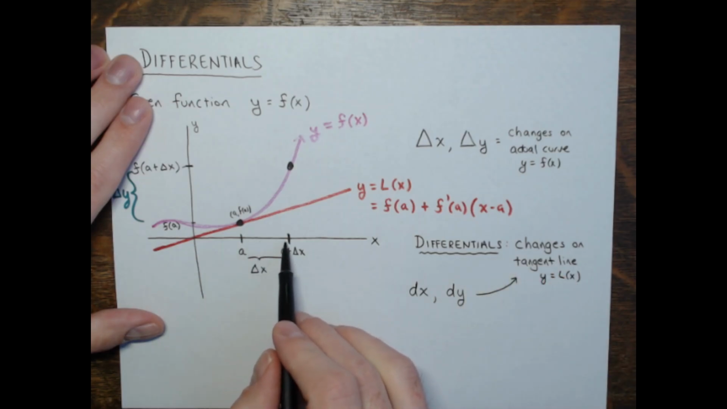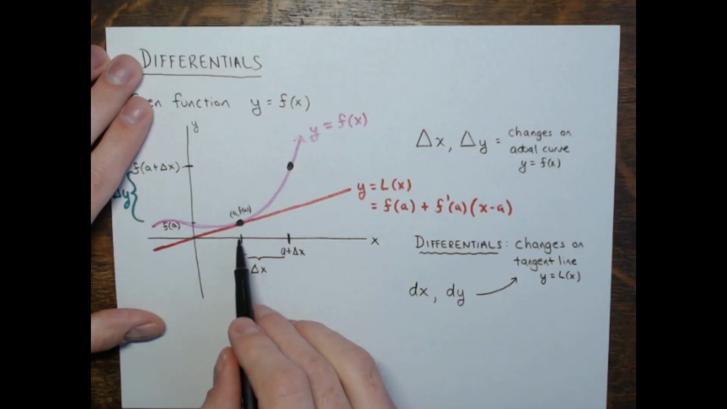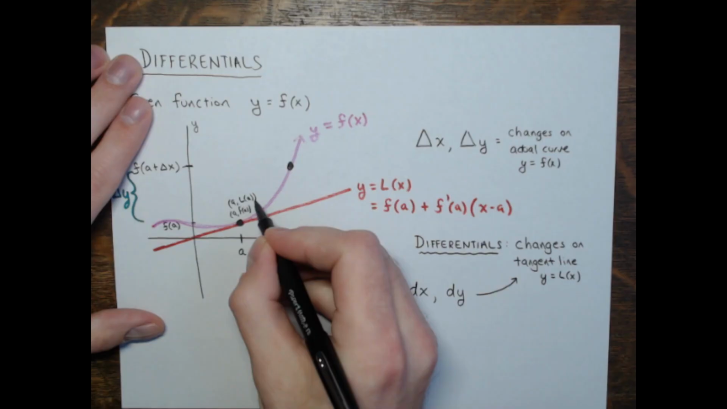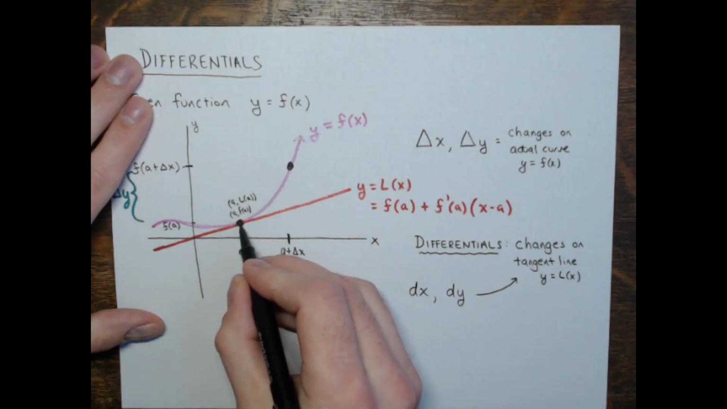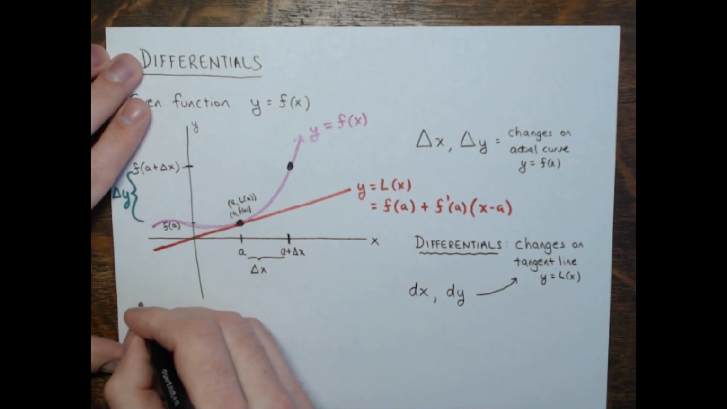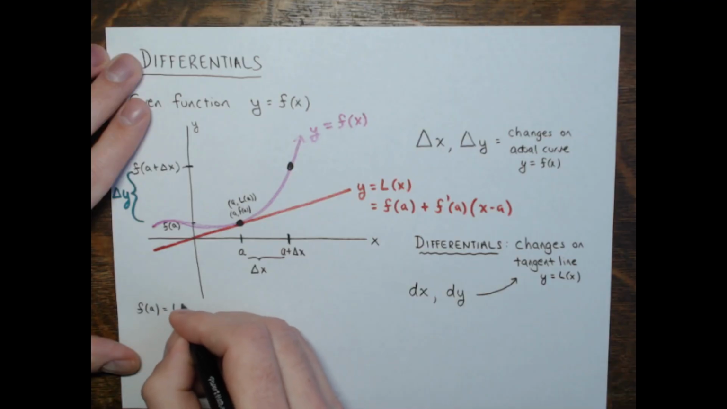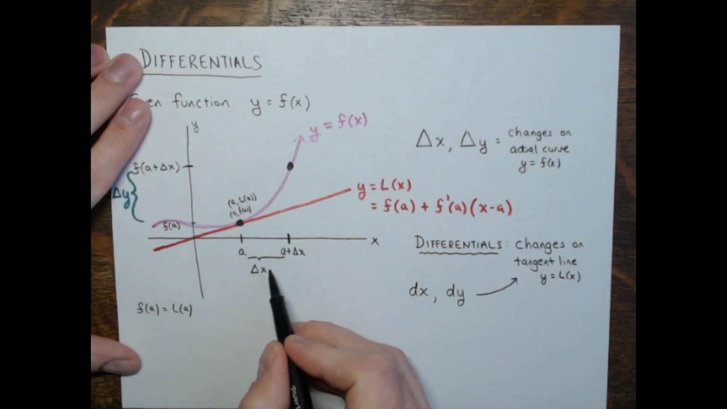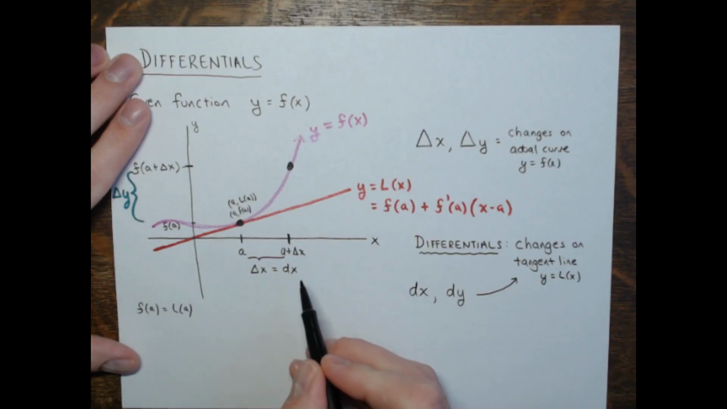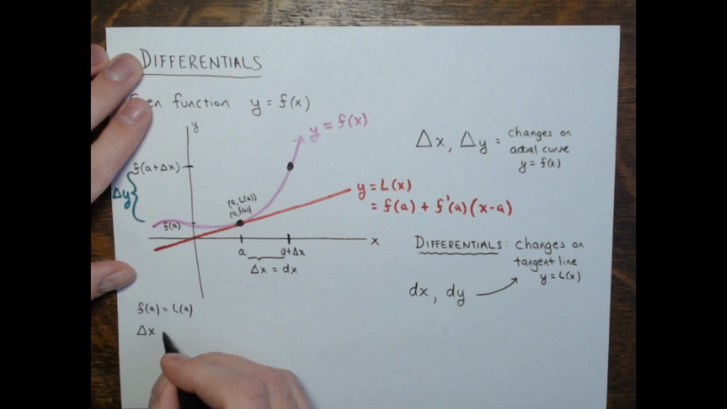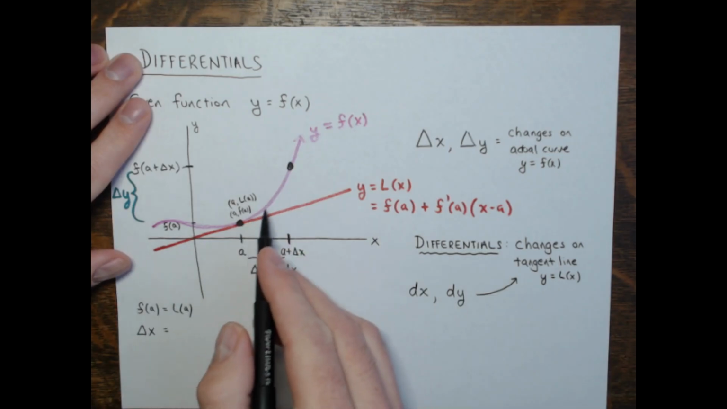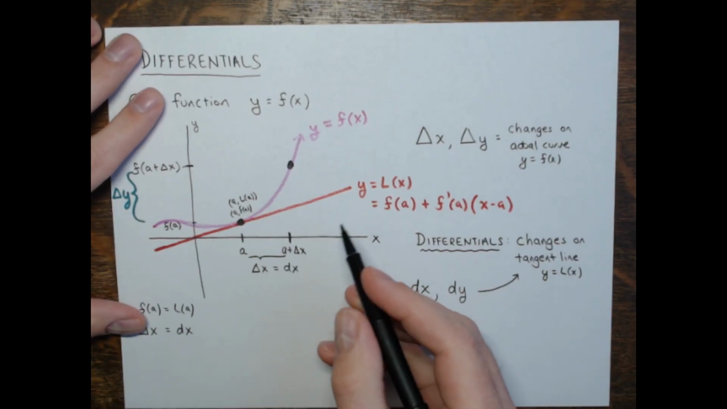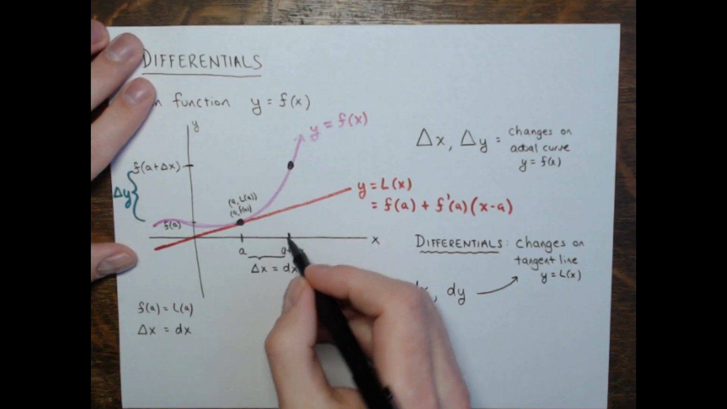Now I'm going to make the same change in x, okay? So go from a, and we have f of a, which would be the same as L of a, right? Because this point is on both the curve and the tangent line. So f of a is the same value as L of a. And then I go to this same other output. So delta x will be the same thing as dx. The change in x for the function, the actual curve, will be the same as the change in x for the tangent line. So here's where things get a little different.